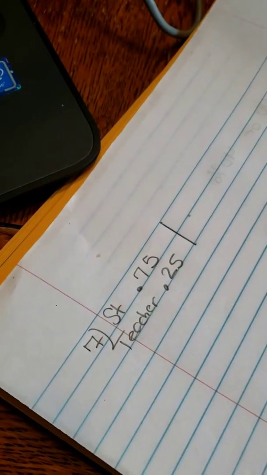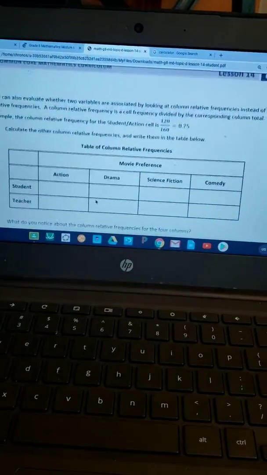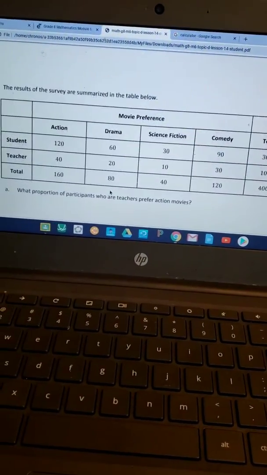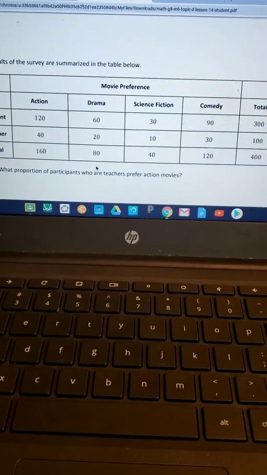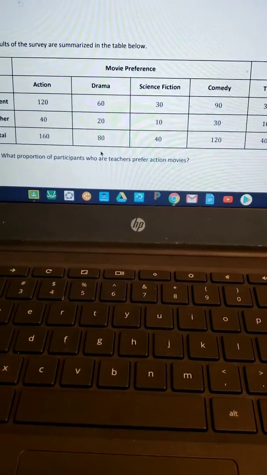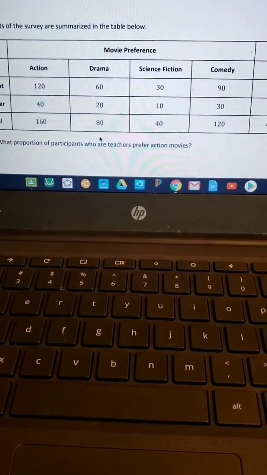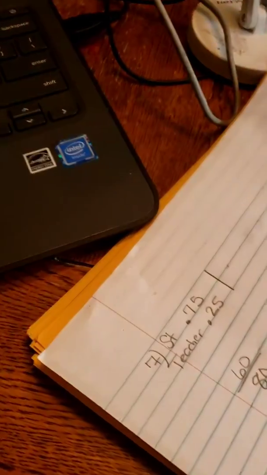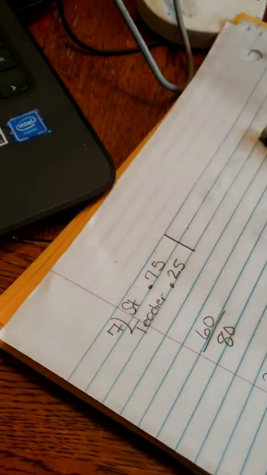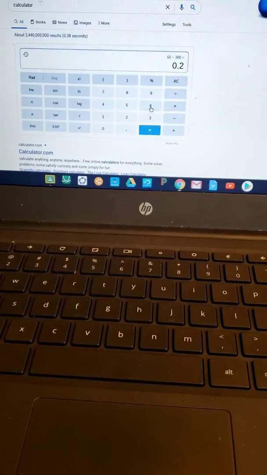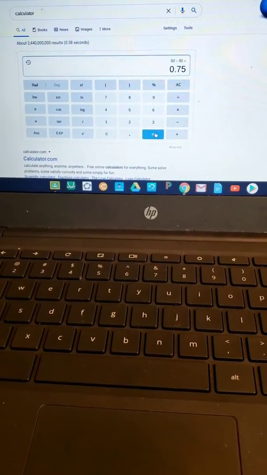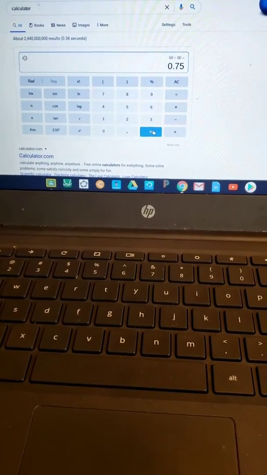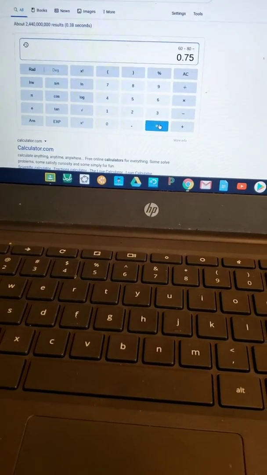All right, so for the next one, for drama, we're going to go back to our chart. For drama, you're going to have 60 over 80. And then for the students, you're going to have 20 over 80, okay? And then I'm going to get my calculator so that you can see. All right, and when I pull up my calculator, I have 60 divided by 80. And look at that, I get 75% again, okay? So that means in that top column, you're going to put 0.75.